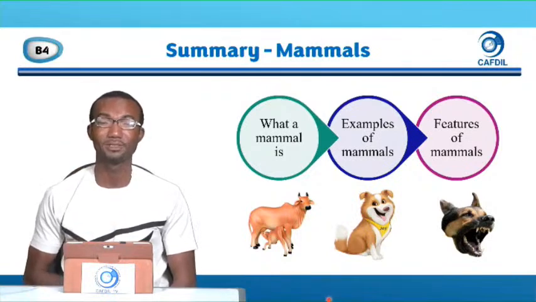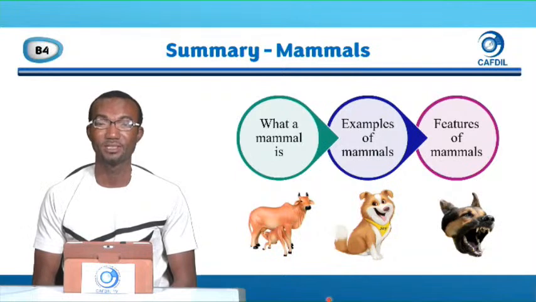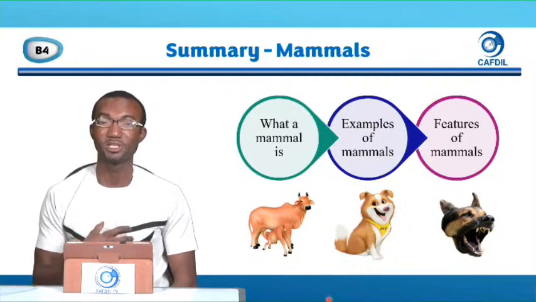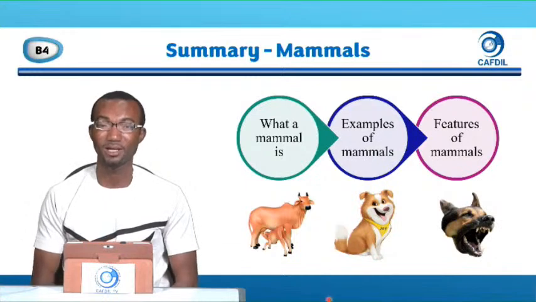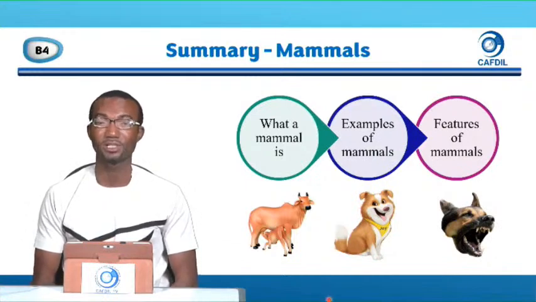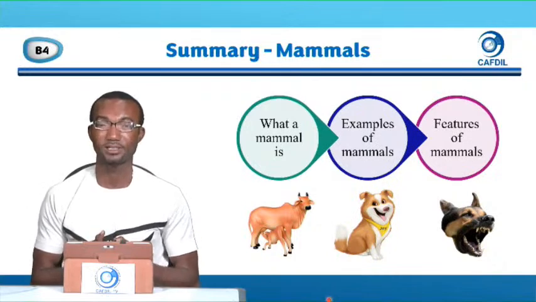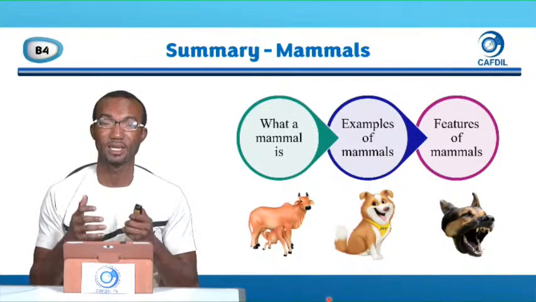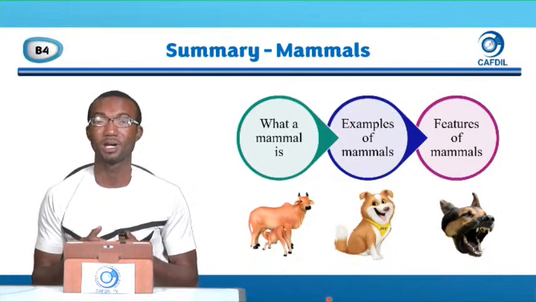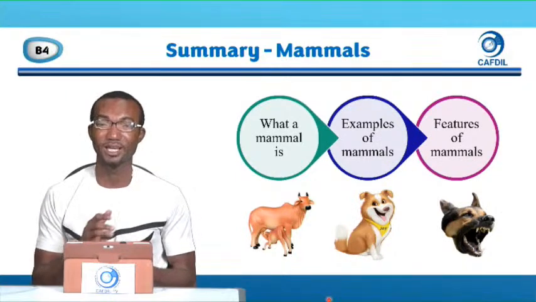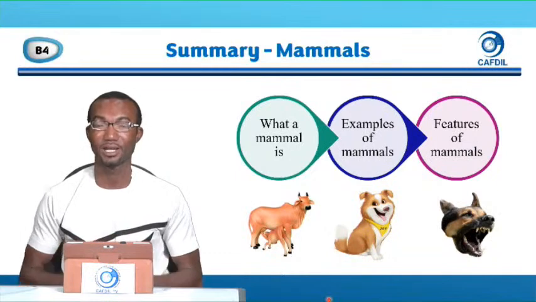They also have teeth. Mammals have teeth. Insects do not have teeth. Birds do not have teeth. But mammals have teeth. Human beings have teeth. Dogs have teeth. Cats have teeth. And we also said that mammals have hairs or furs. In humans, we call it hair. But when it comes to animals, we call it fur. So they have hair or furs on their bodies.